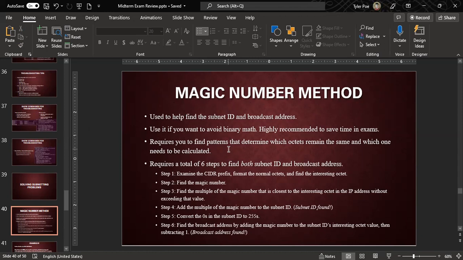So basically, the magic number method is good because it has patterns that can help you determine which octets remain the same and which ones need to be calculated. In general, it's a bunch of mathematical patterns. I'll show a table soon, but you'll see what I mean when I discuss it.